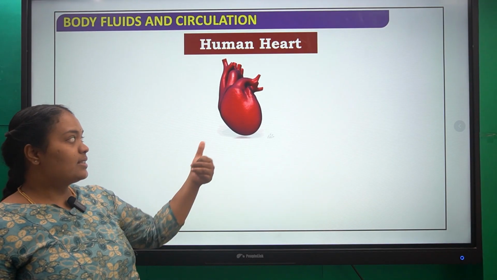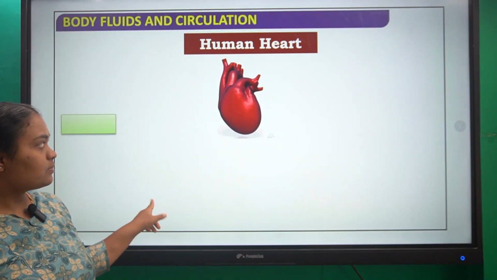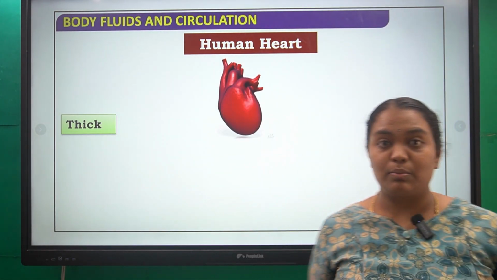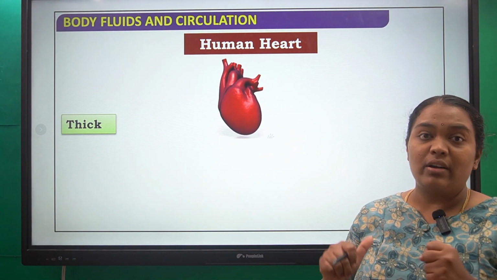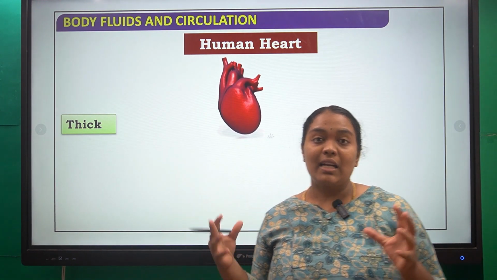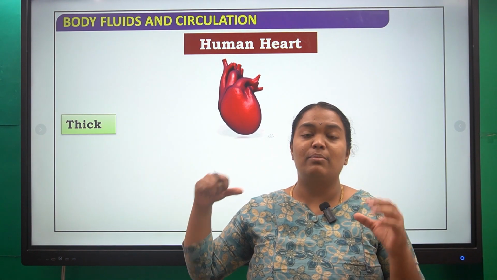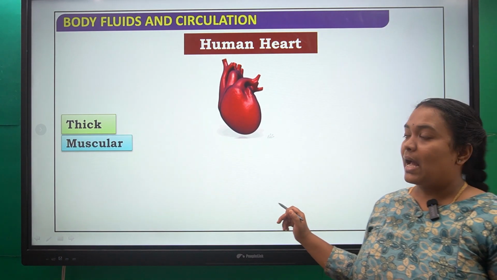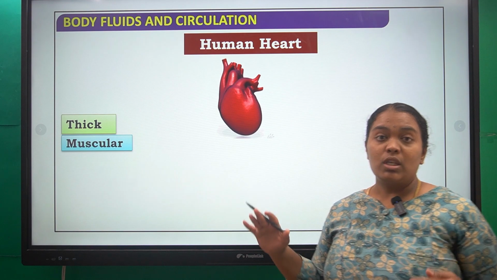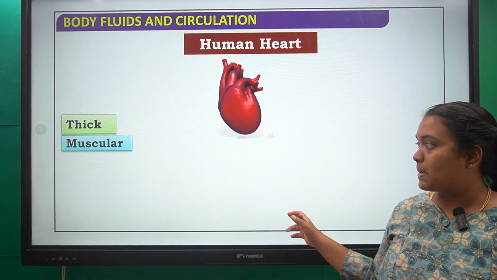And as you see, this is the human heart, which has 4 chambers and is fist sized. It is made up of thick muscular walls. Why thick muscular walls? Because it is pumping, or contracting, so that the blood will flow through different arteries, and because of the thick muscles, it gives much pressure for the blood to flow. And it is muscular, meaning it is made up of highly muscular tissue, the cardiac muscles, and they work on their own.